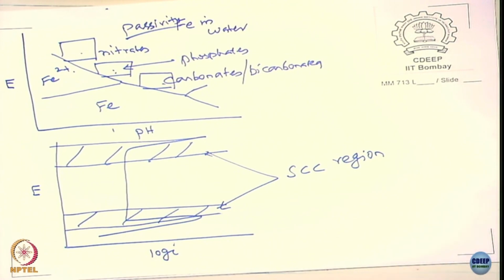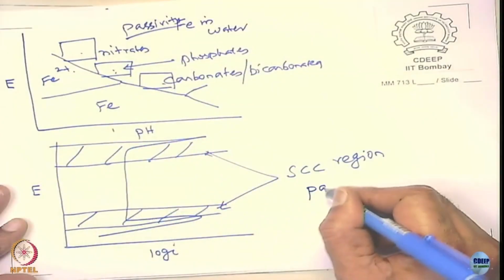So what do you imply from this? Passivity is important, but if it is going to show absolute passivity, there will be no stress corrosion cracking. So it has to be an unstable passivity, or something should disturb the passivity. So passivity disruption has to be there.